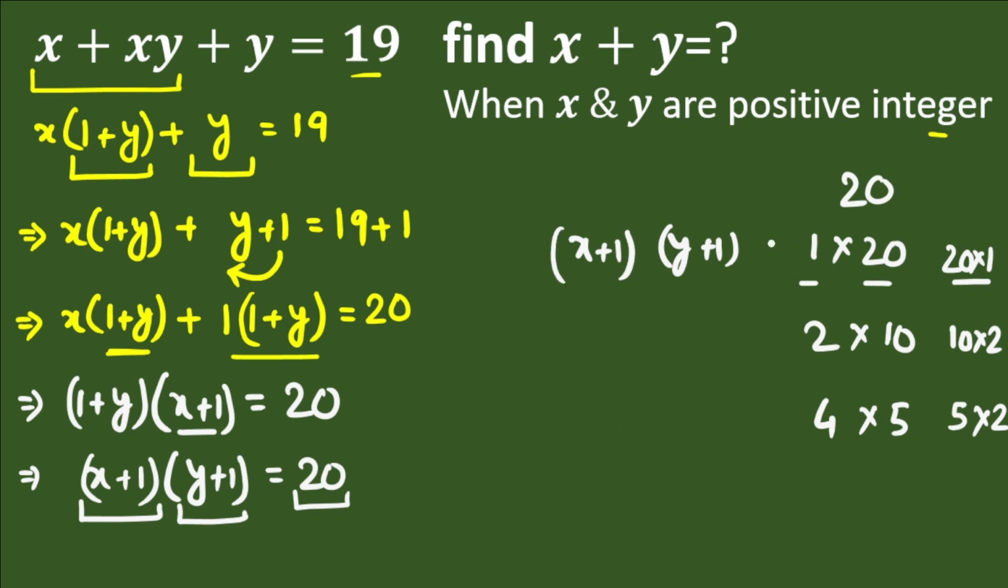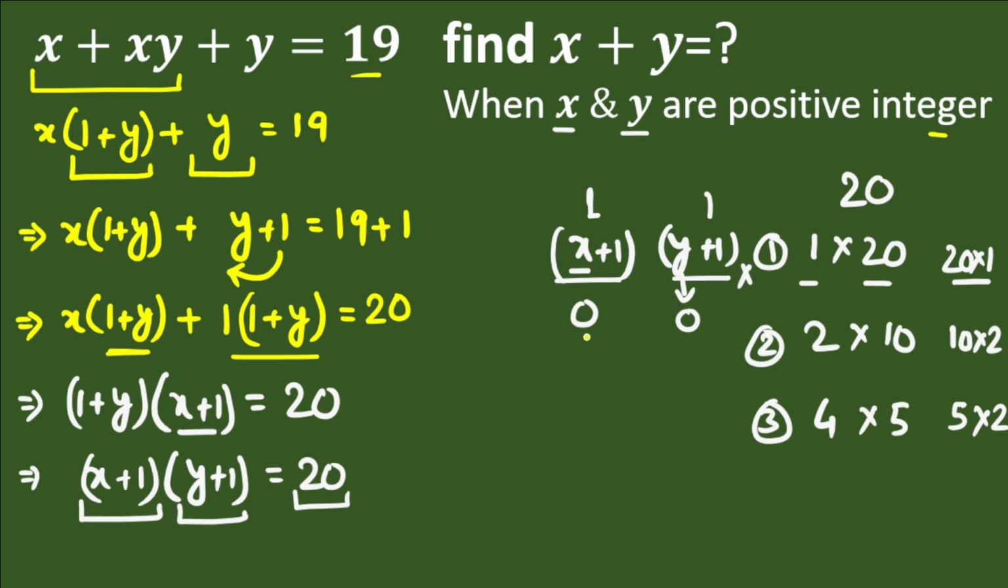Now, this is our first case, this is the second, and this one is the third case. For the first case, the value of either x plus 1 or y plus 1 would be 1. Then the value of x would be 0. Here we have mentioned that x and y are positive integers, so we do not take the first case. Similarly, if we take 20 multiplied by 1, then y plus 1 would be 1, so the value of y would be 0. Y is also a positive integer, so we cannot take the first case.